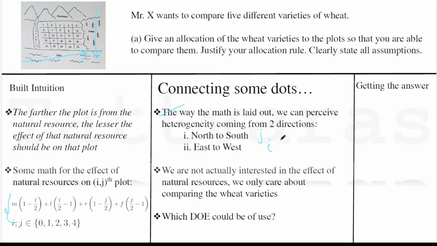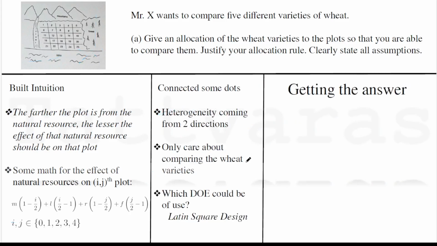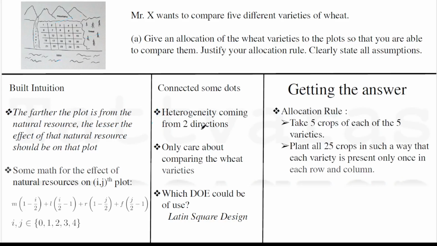And our interest is not the natural resources. Our interest is to compare the wheat varieties. So now that we have these two connecting points, which design of experiment would we use? Perhaps you have guessed it by now. It's going to be Latin square design. And it's going to be Latin square design because of its speciality of eliminating heterogeneity, which we actually want to do. We first of all don't know how the mountains, forests, lake and river are going to affect, and we also secondly want to sort of cancel out that effect in our later statistical analysis.